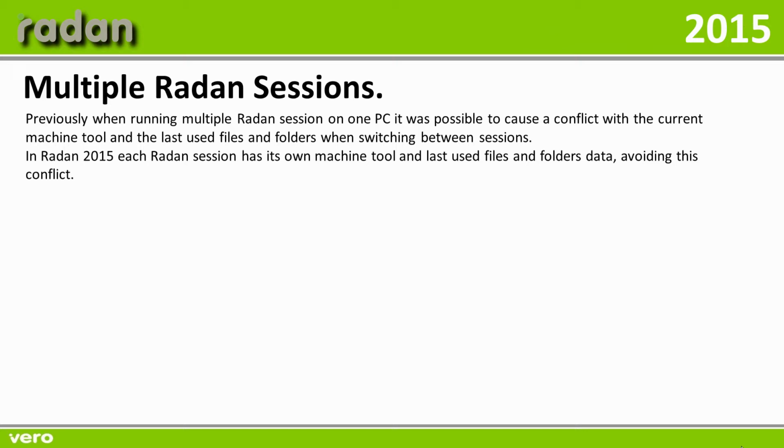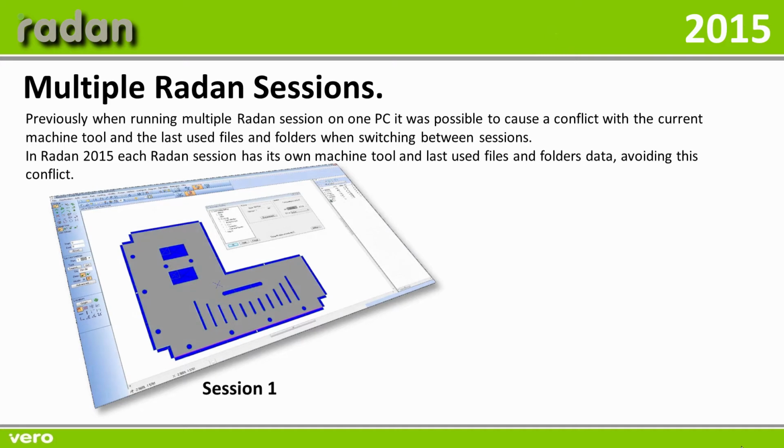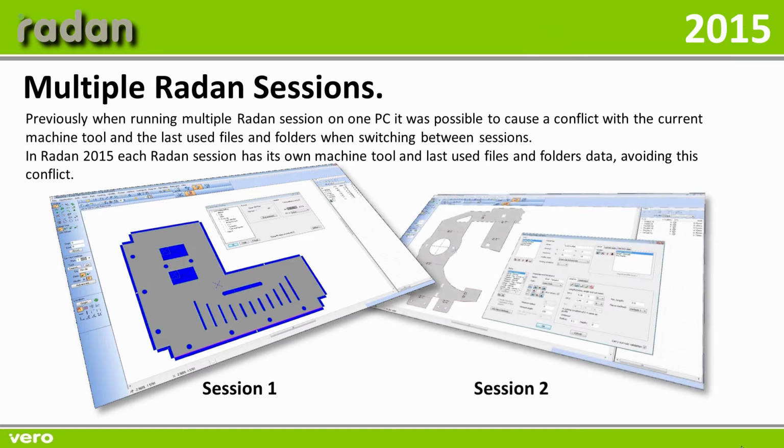The downside of this is that sometimes we got a conflict with, for example, the machine tool data or the last used files and folder data. In Radan 2015, we've introduced system data to each of the sessions. So each session that you open up will have its own set of system data. You can see here on screen, in this session I've got a part with some punch tooling on it. In a second session I've got a different machine tool, a part with some laser profiling on it. In Radan 2015, this potential conflict has been removed by applying separate system data to each of the Radan sessions.